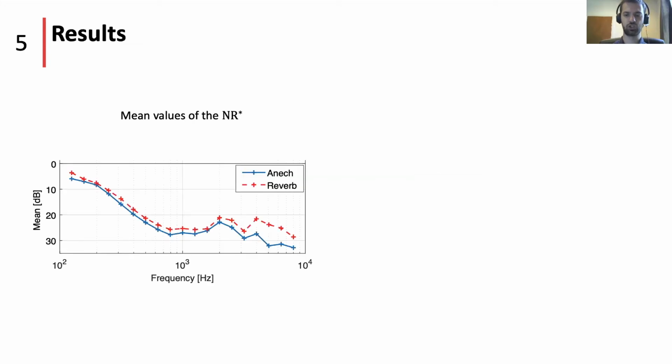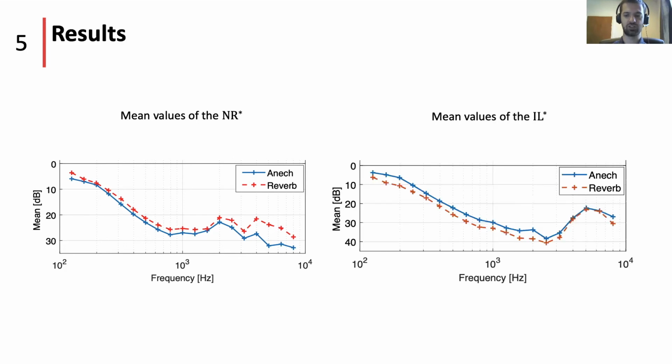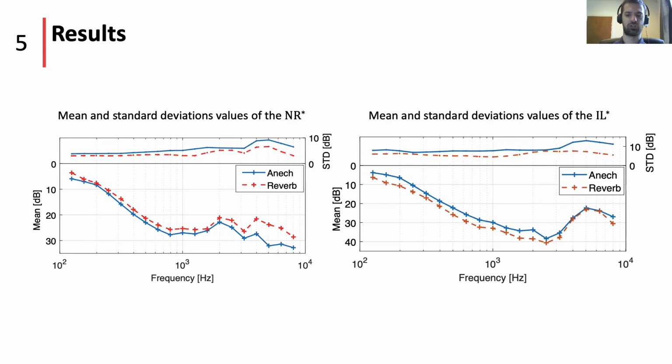The following results show the mean values of the NR star in anechoic and reverberant chamber, respectively blue and red curves. It should enable the definition of the baseline needed in the approach, as well as the error factors shown in the flowchart. The IL star results show promise for the estimation of the noise dose at the eardrum. In the end, the uncertainties remain important. Using and combining several microphones on both ears might be useful to reduce them.